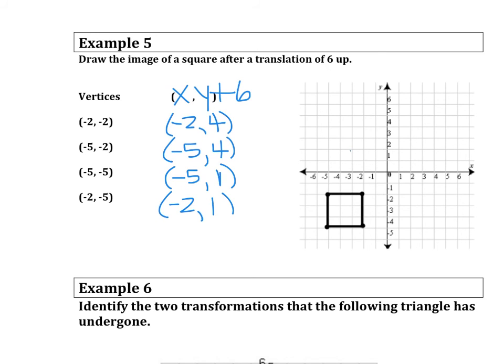So let's graph it and make sure we did it correctly. (-2, 4). (-5, 4). (-5, 1). (-2, 1). Let's make sure this square looks basically the same. I mean, minus my poor drawing skills. But is it a 3 by 3 square? Yes. Does it look like all it did was move 6 up? And that's correct.